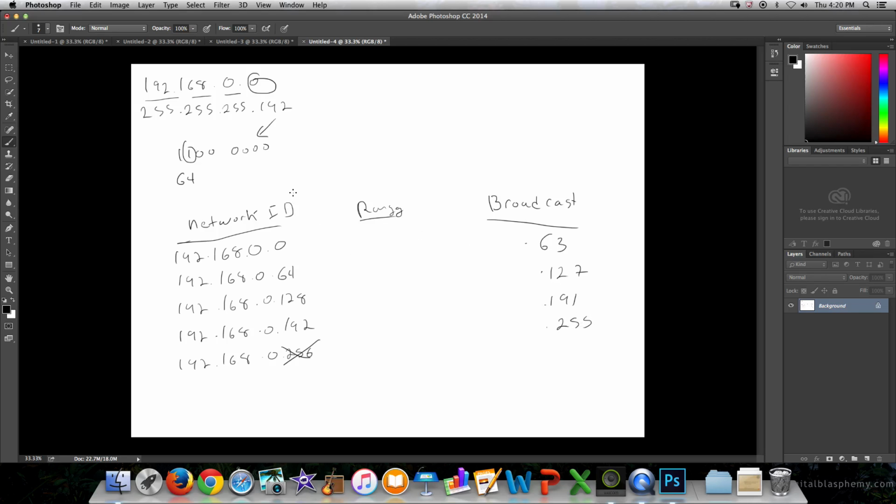Our range is, again, we look at the fourth octet. On this side, we add 1. On this side, we're going to minus 1. So it's going to be 1 through 62. Remember, we add 1 for the network, we subtract 1 in our broadcast. That way we can accommodate all of the numbers. 193 through 254.